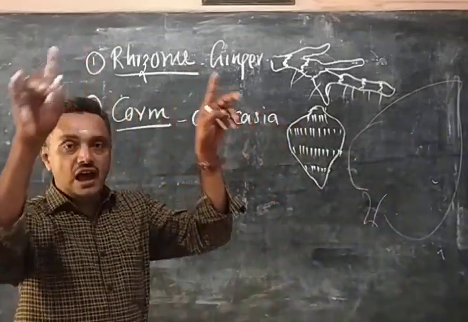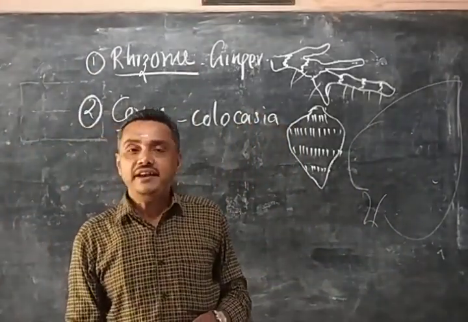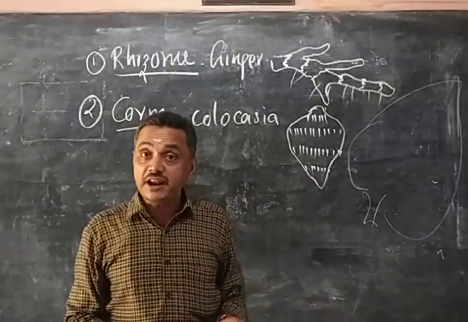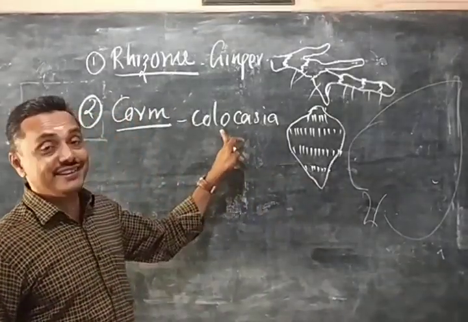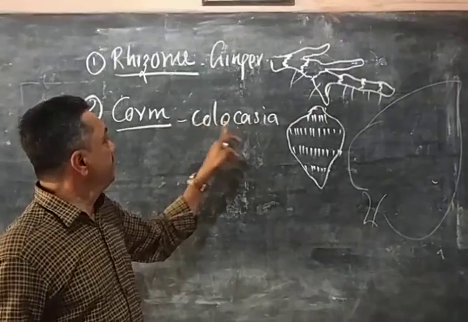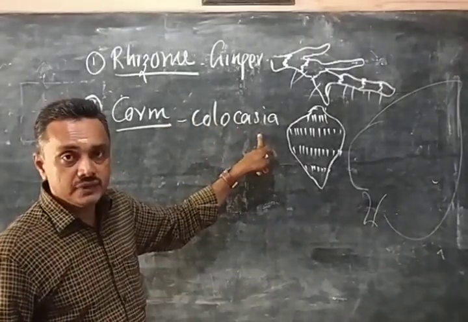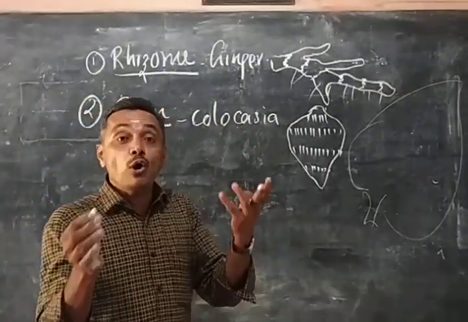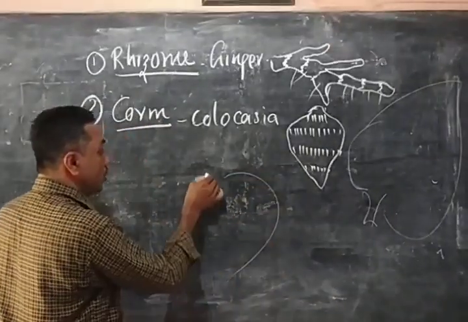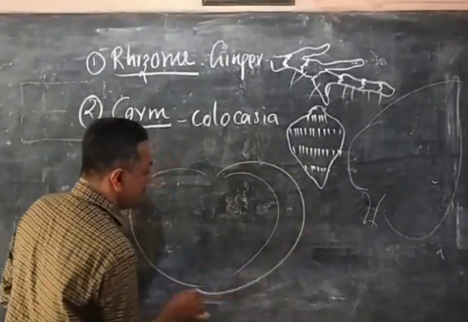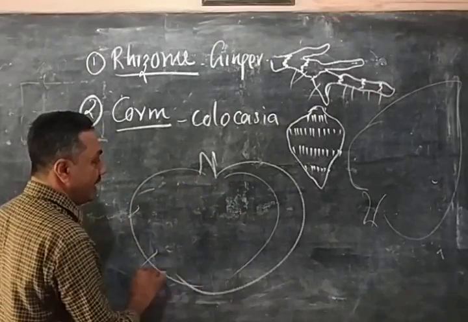We are using the large leaves of the colocasia, and these plants are used for cooking. This plant is called colocasia. In colocasia, the stem is like a corm. And there is another example called Amorphophallus, having this kind of large stem present below the soil level.